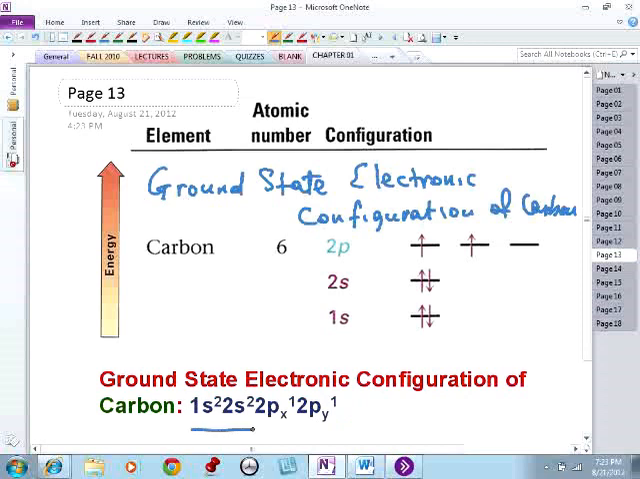Okay? That's what it looks like. So instead of writing the graphical representation that we gave you earlier, what is the first thing we do when we want to write the ground state electronic configuration of carbon? What is the first question you ask yourself? How many electrons does it have? Then how do you know how many electrons it has? You look at the periodic table, right? The periodic table will always be made available to you. If you look at the periodic table, what is the atomic number of carbon?